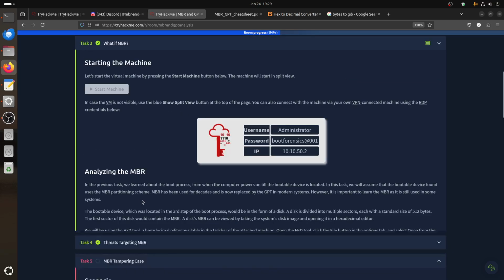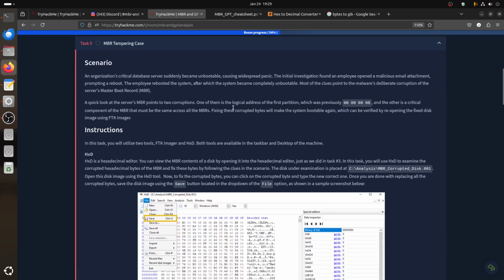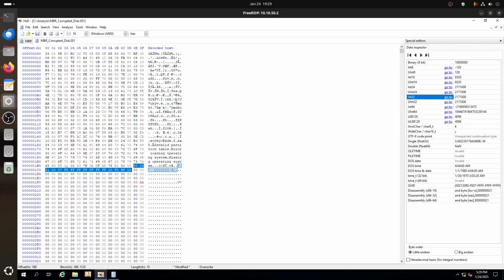If I go now to the room, he said it's the logical address, not the physical one. It's 00080000. So if I go now, where is the logical? Logic will come after the 3 ones, so it's this one. And the last 4 is the size. So we need to fix this one.